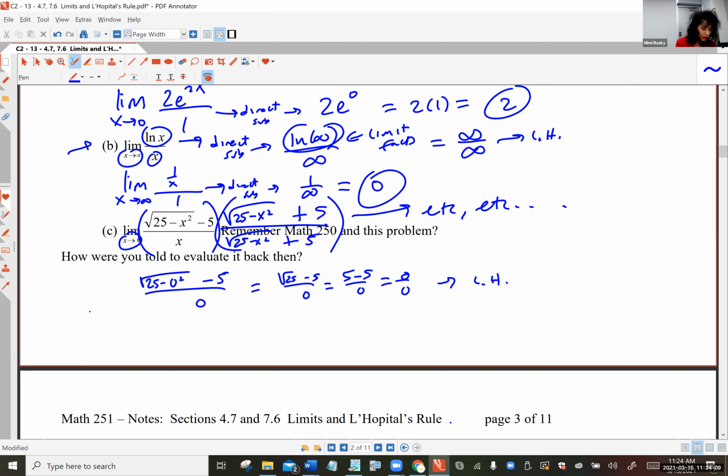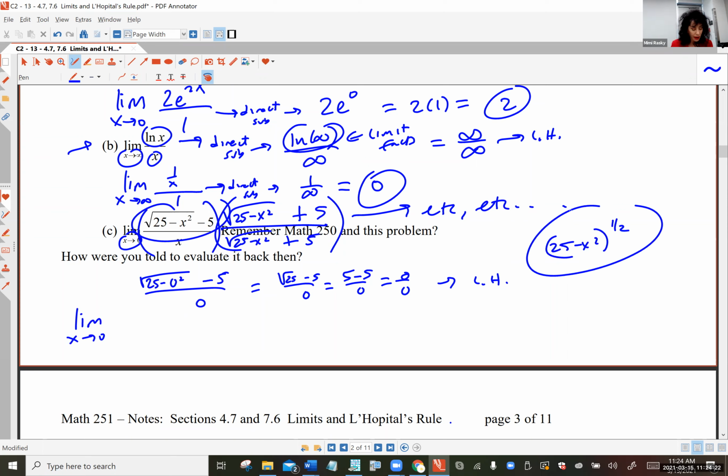So we're going to apply L'Hopital's. So what does that mean? We're still going to take the limit as x goes to 0. We're going to differentiate the numerator. Now, that square root of 25 minus x squared, I'm going to rewrite it as 25 minus x squared to the half, because I'm going to use the power rule to take the derivative. So the derivative will be a half, the quantity 25 minus x squared to the negative a half, and we got to use the chain rule, times the derivative of 25 minus x squared, which is negative 2x. And then, of course, the derivative of minus 5 is 0, divided by the derivative of the denominator. Well, the derivative of the denominator, x, is just 1.